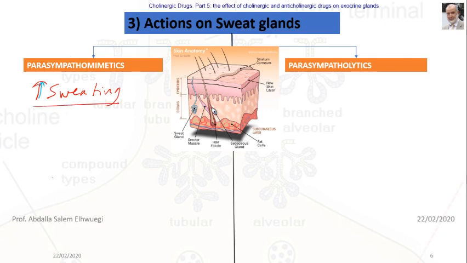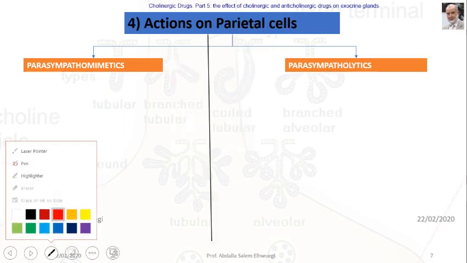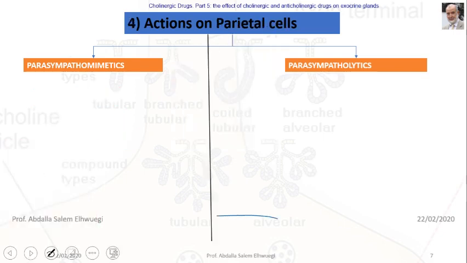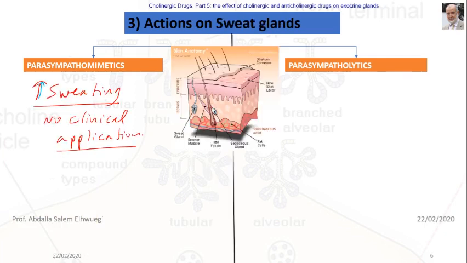Okay. This increased sweating has no clinical application. It is only a side effect. So we expect that if we use parasympathomimetics for any certain condition, they will produce an increase in sweating. On the other hand, atropine-like drugs produce the opposite effect. They will decrease sweating.